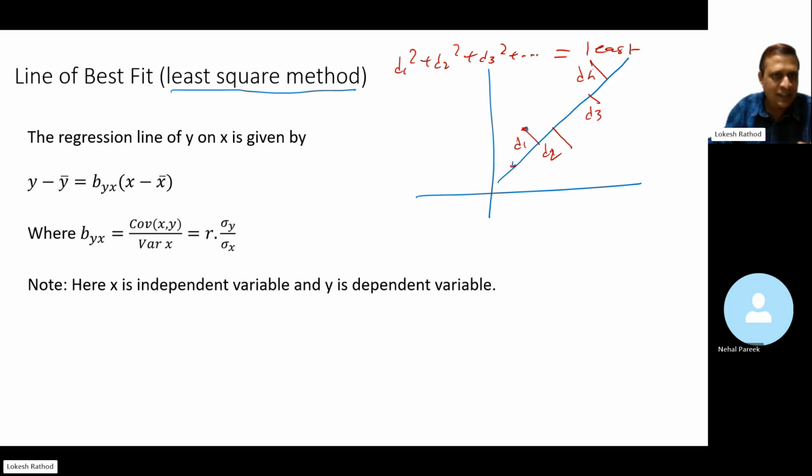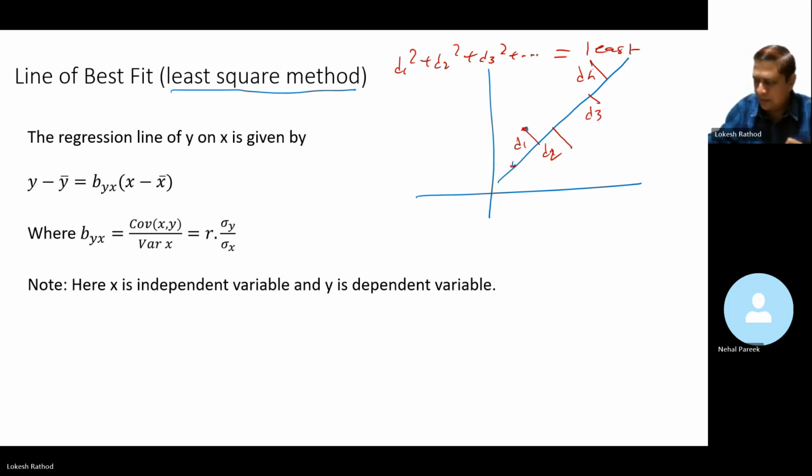You need to write the regression line of y on x. Covariance of xy over variance of x, and that is also given by r times sigma y over sigma x, where r is the correlation coefficient, which we found earlier. That formula also you have in front of you. And here x is the independent variable, y is the dependent variable.